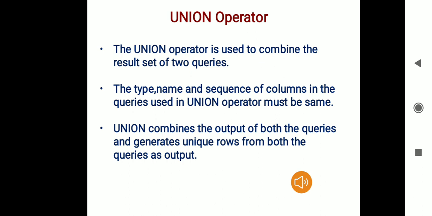Let's start with the union operator. The union operator is used to combine the result set of two queries. The type, name and the sequence of columns in the queries used in the union operator must be the same. The union operator combines the output of both the queries and generates unique rows from both the queries as output.